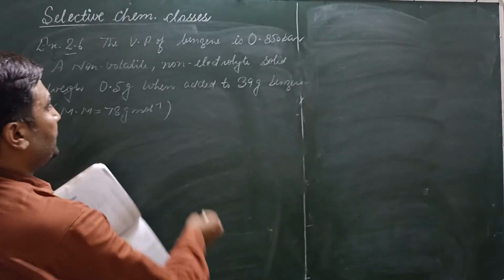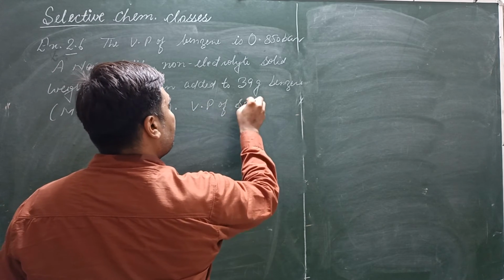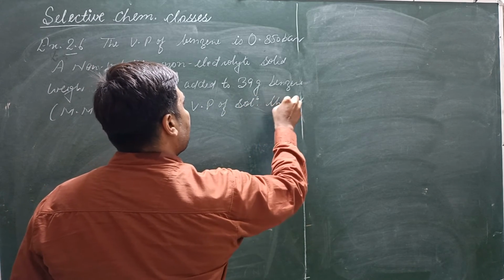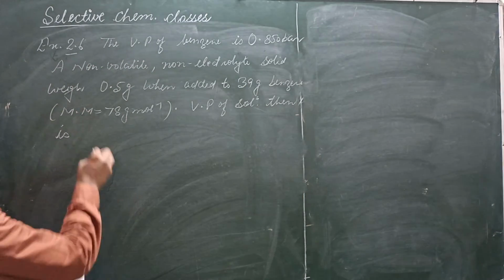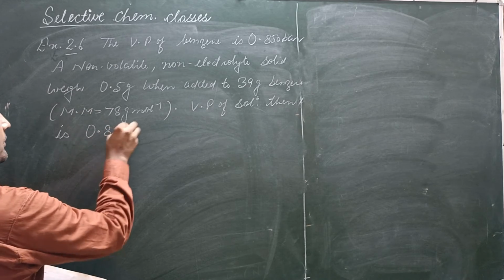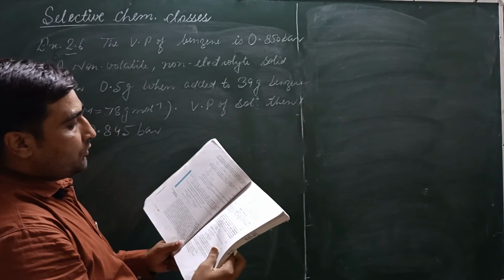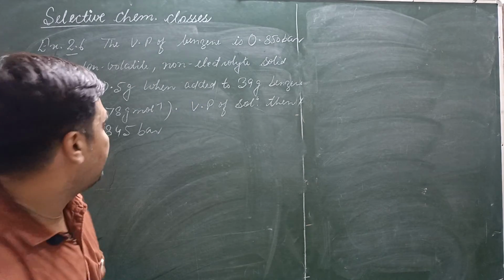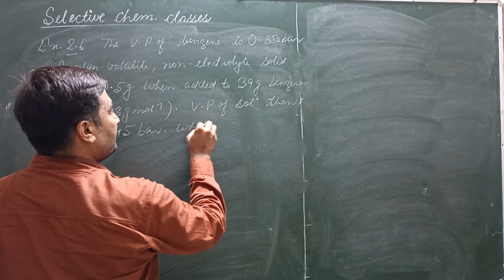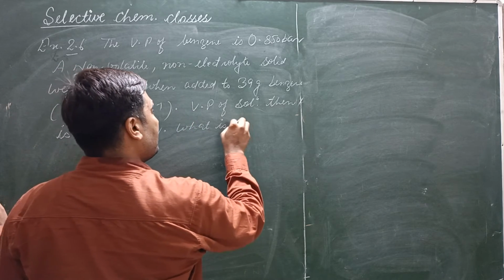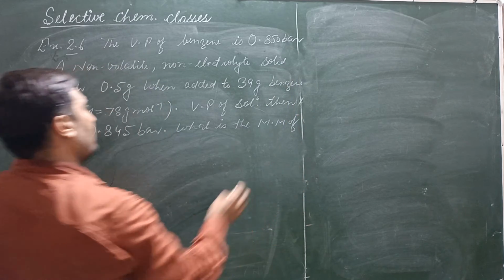The vapor pressure of the solution then is 0.845 bar. What is the molar mass of the solid substance?